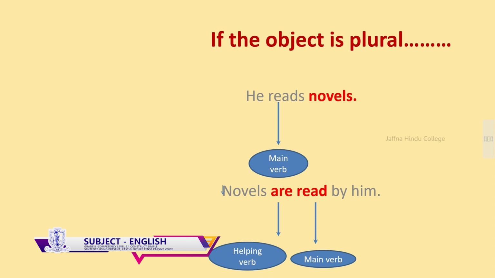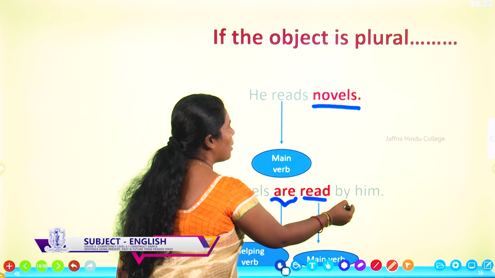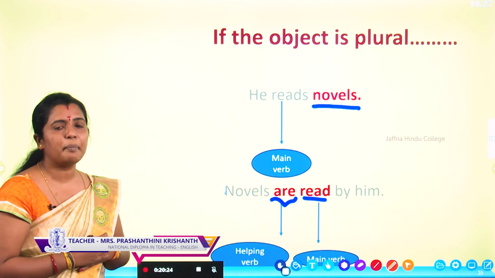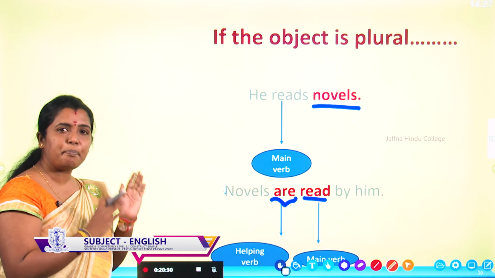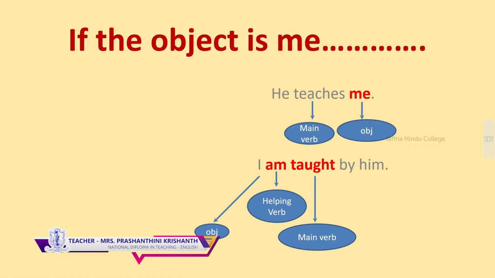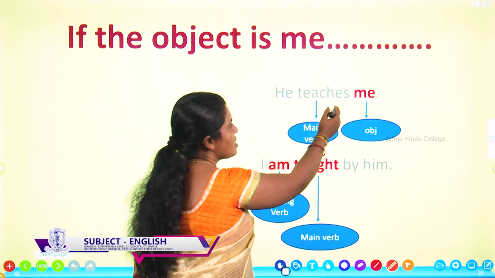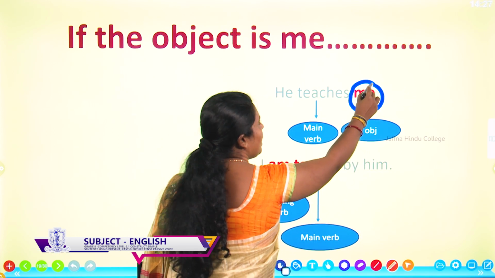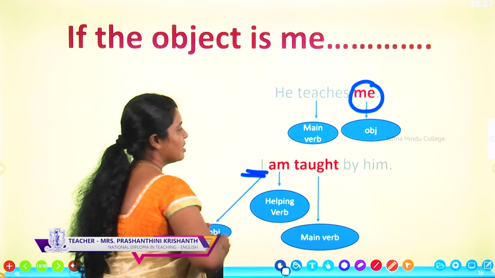If the object is plural, simple thing, he reads novels. This is plural. So, novels are, right, are read by him. Novels are read by him, right. This is the pattern, the method of changing the simple present tense active voice into passive voice. If the object is me, what will you do? Right, see there, he teaches me, right? Object is me. So me wants to come here as I, right?